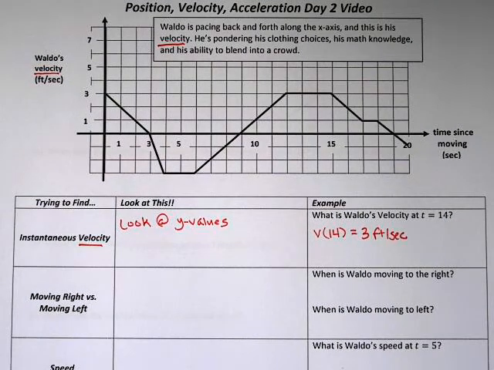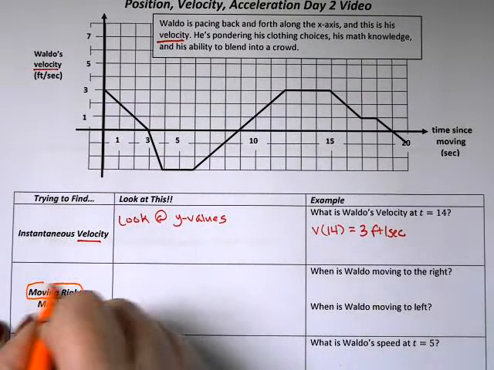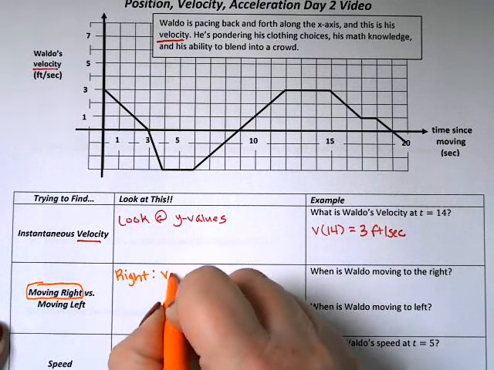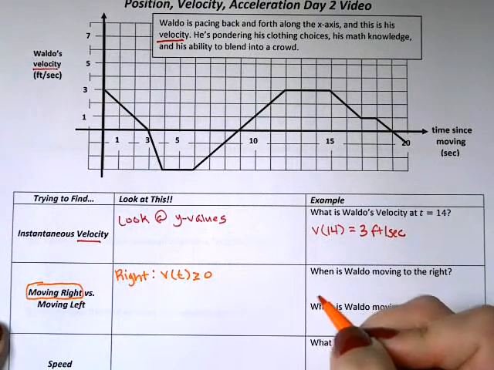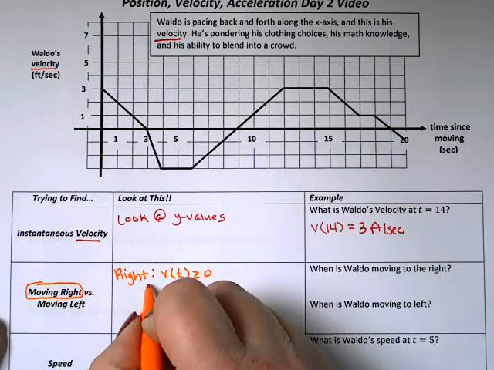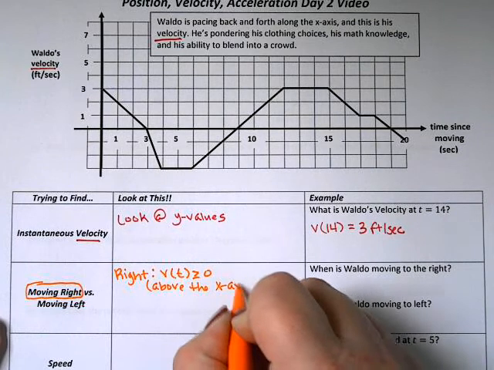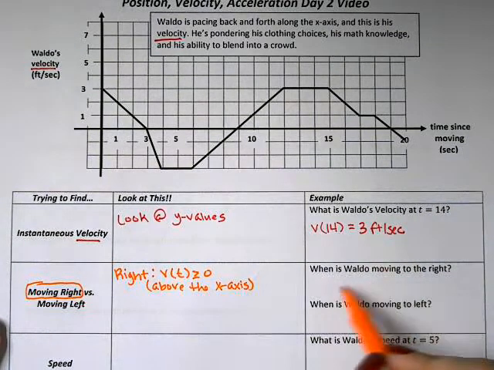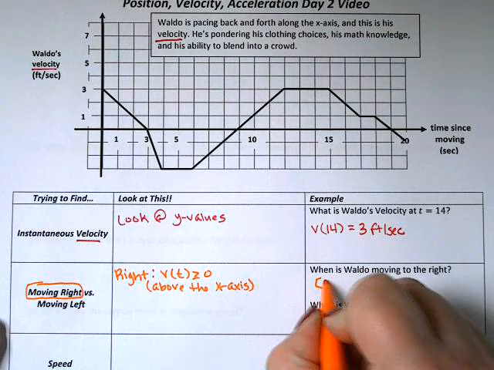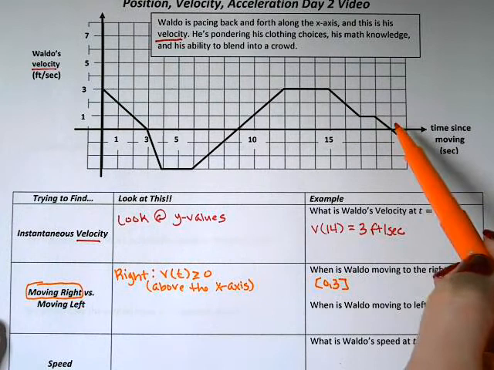Let's talk about how we know when Waldo is moving to the right. Anytime we want to talk about a particle moving to the right, and Waldo's going to be the same thing, it just means that the velocity is greater than or equal to 0. Since we're given a graph of velocity, if I want to know when it's positive, I want to know where it is above the x-axis. So Waldo's moving to the right when it's above the x-axis, so from 0 to 3, and then again from 9 all the way to 19.